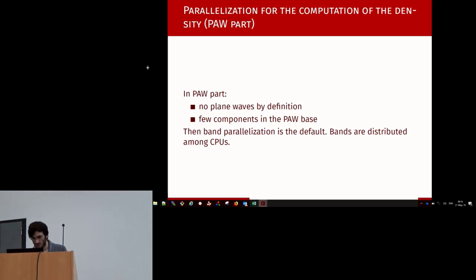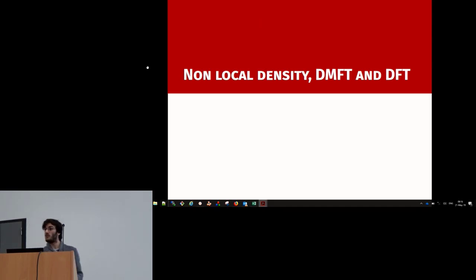So that's all. You mean the in sphere definition? Yeah. In PAW, it's always yes. But because in the PAW basis, you nevertheless have plane waves. No, yeah, of course. I just meant that since you don't have plane waves by definition, you have to do another kind of parallelization, which is on bands, because it's the band decomposition that is able to give you the more components, so the more parallelization.